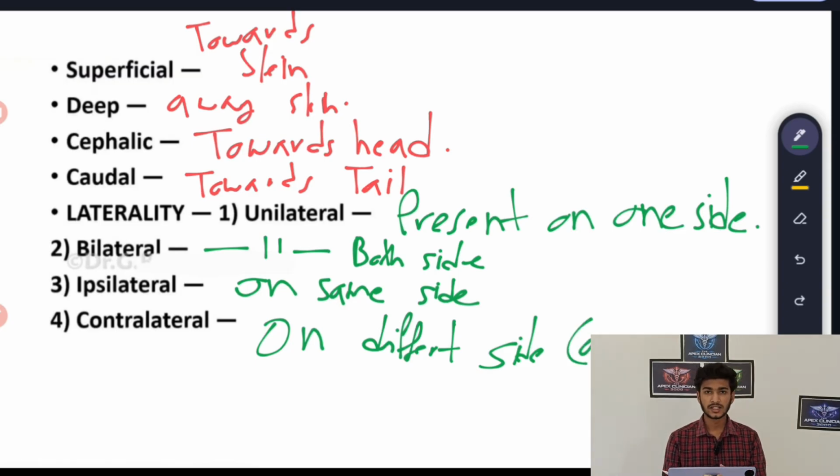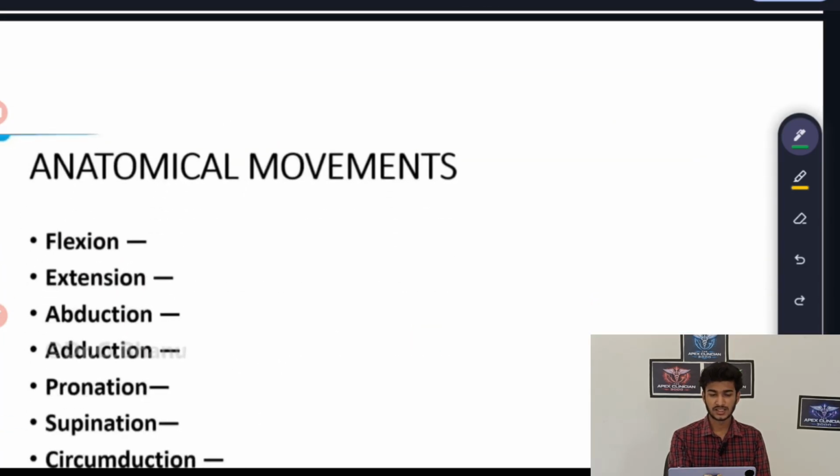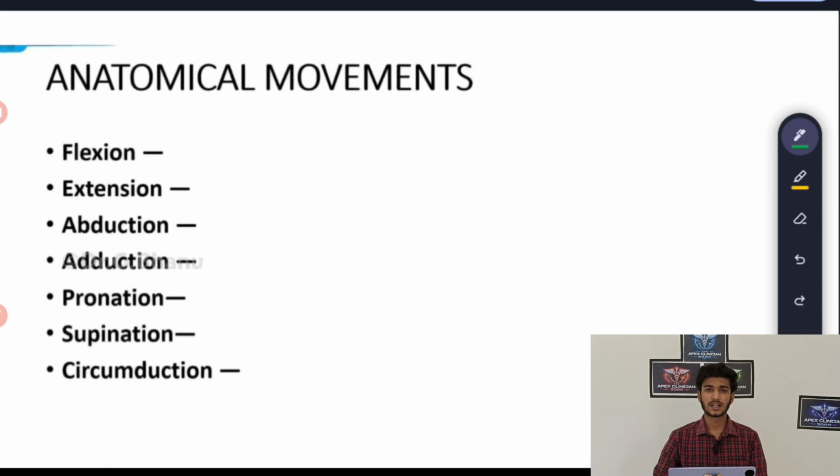After lateralities, we are going to see the anatomical movements. What are anatomical movements? The movements that you do in your basic life are called anatomical movements. Whatever your body structure moves. So here are some anatomical movements. First is flexion. What is flexion? Whenever you reduce the angle between a joint or between two organs, it is called flexion.